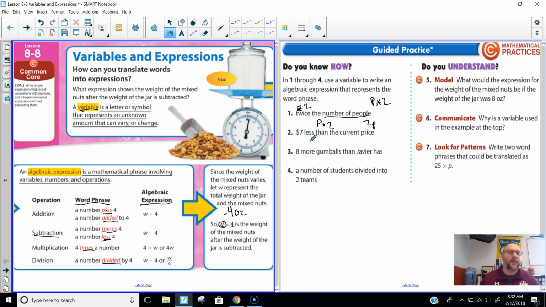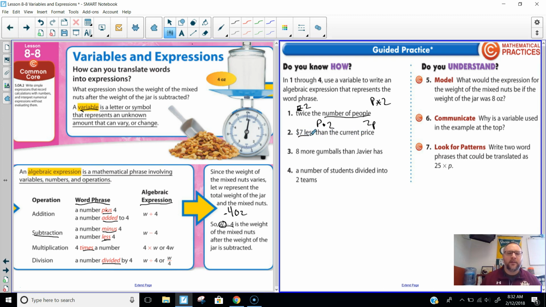When we're subtracting, it's very important that we put the correct number in front of the other one. So, we have 7 less than the current price. So it looks like we're taking 7 away from the current price. So let's use a variable P again for the price, right? And we're taking 7 away. We're subtracting 7. So P minus 7. That would be the algebraic expression for that word phrase.